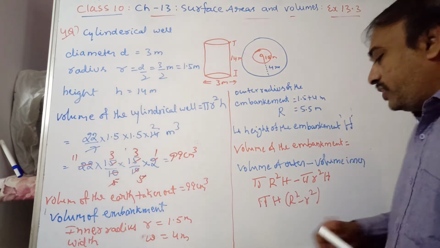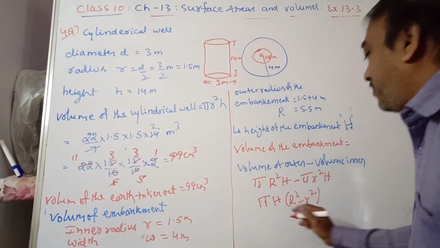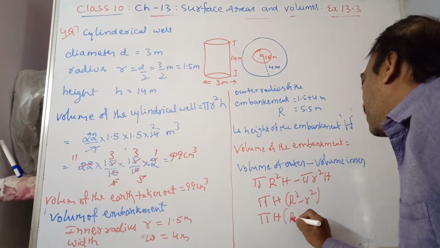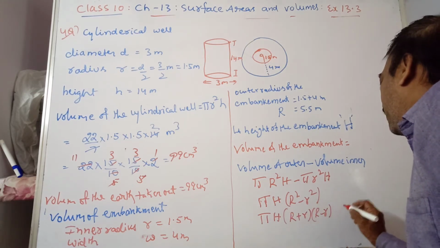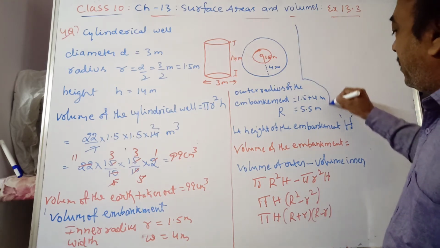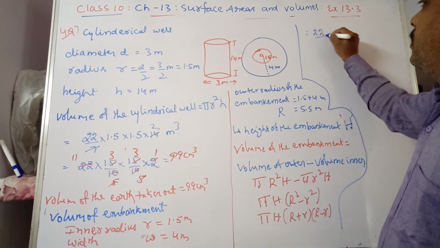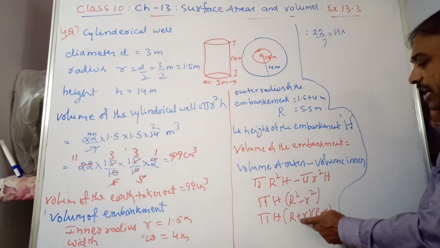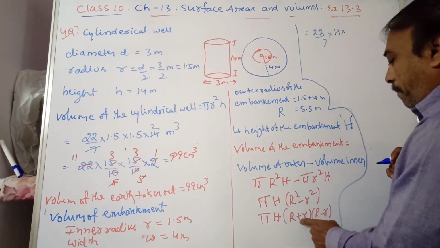Now the pi value is 22 by 7. And you can write this a square minus b square form as a plus b into a minus b. So pi into h into capital R plus small r into capital R minus small r. Now you see the pi value is 22 by 7, so 22 by 7 into h into capital R plus small r.